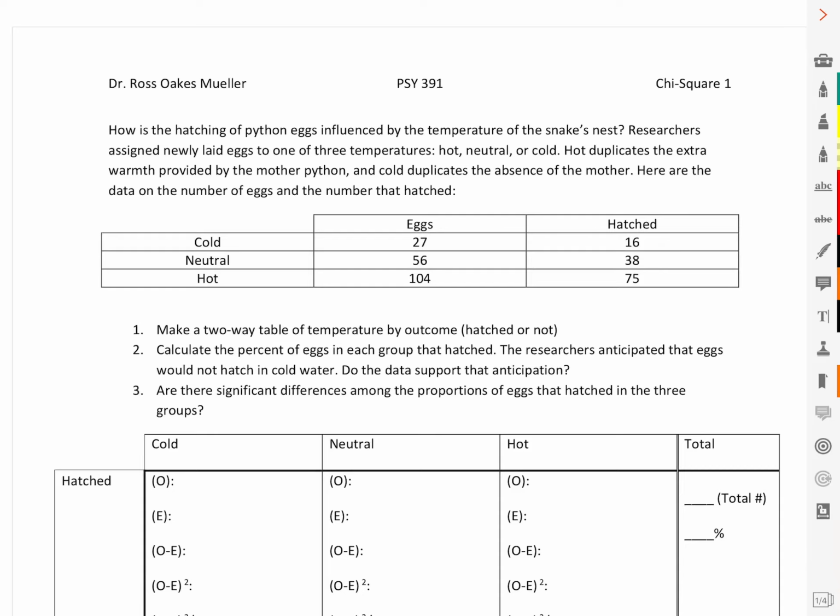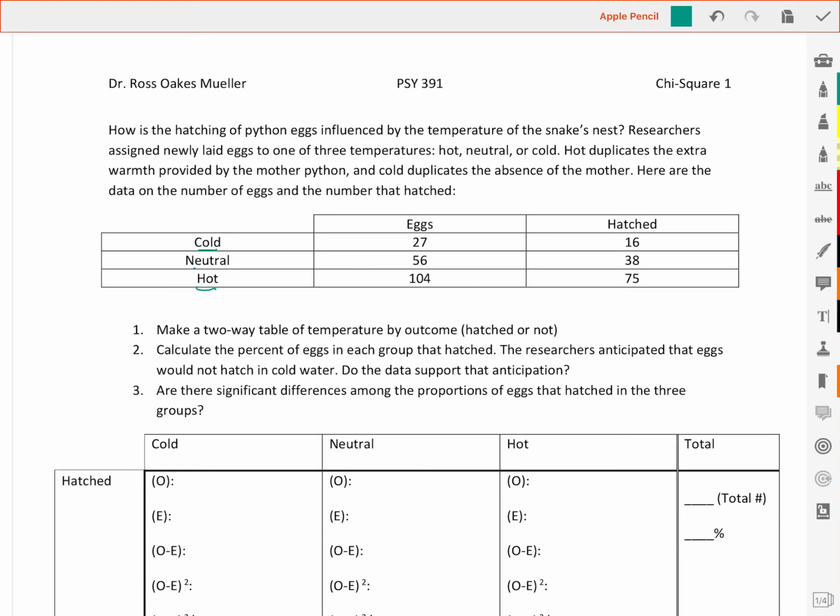So here's the question for us. The question is this: how is the hatching of python eggs influenced by the temperature of a snake's nest? Thought I'd get a little reptilian on you today. So for this experiment, the data from which we're going to analyze, researchers assigned newly laid eggs to one of three temperatures: hot, cold, or neutral. Hot duplicates the extra warmth provided by a mother python. Cold duplicates the absence of the mother. And neutral, you can imagine as being something in between them.